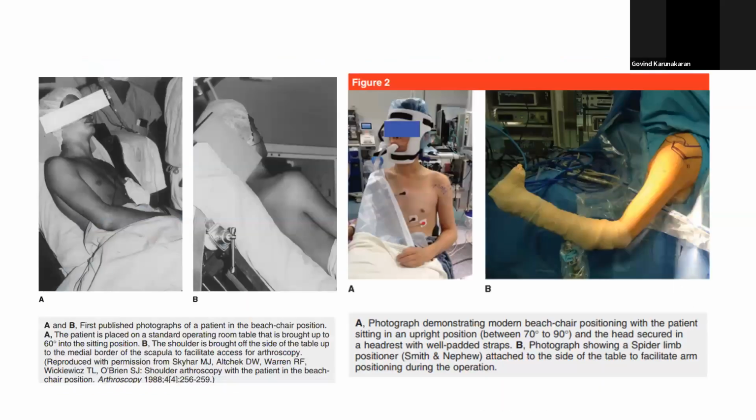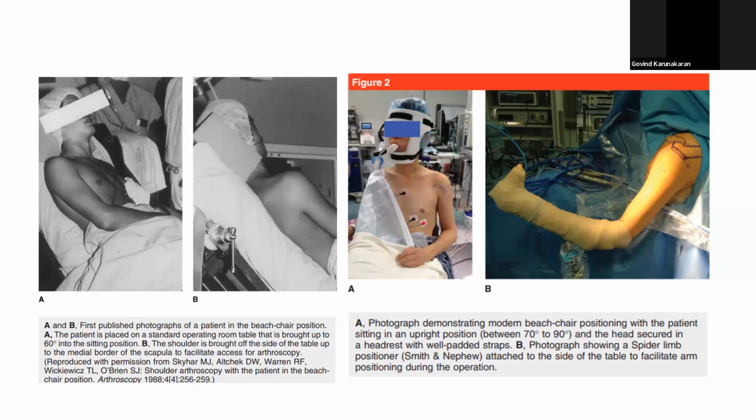And coming to the beach chair position, on the left side we can see the first beach chair position that was described in an article, and on the right side the current one which we are following. Once the patient has to be put in the beach chair position, we have to check that the break of the table, the point where the table is flexed, is at the level of the patient's greater trochanter prior to raising the back of the table, so that the sciatic nerve is relaxed properly. You can see in this picture the patient is brought up almost 70 degrees. At that time, we have to make sure the break of the table is at the level of the greater trochanter of the patient.